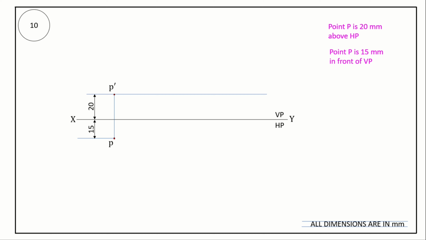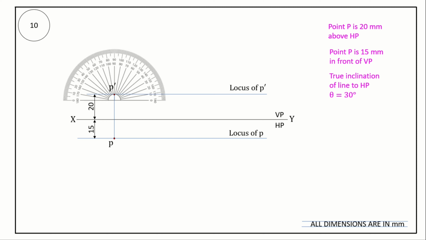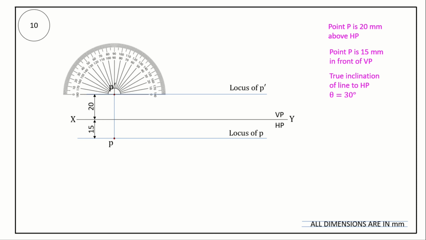Now from the point P dash draw a parallel line to XY. This line is locus of P dash. Similarly from the point P draw a parallel line to XY. This line is locus of P. It is given true inclination of line to HP theta equal to 30 degrees. Take a protractor with reference point as P dash, measure angle equal to 30 degrees and draw an inclined line.